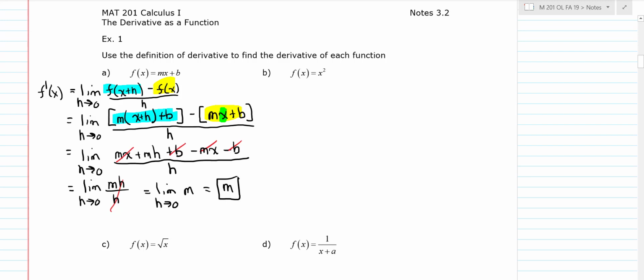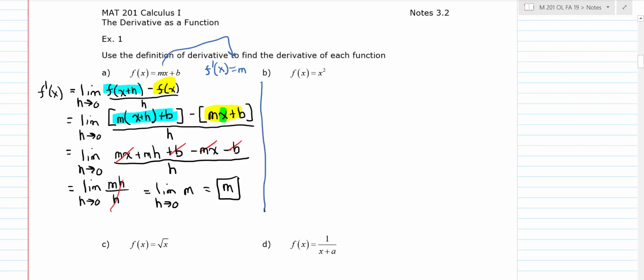Anytime you have the limit of a constant, it's just that constant. I like to show this example because hopefully it'll make sense to you. The idea is, well, what is the slope of this line? That slope is m. I hope that makes sense to you. The slope of the tangent line will always be the same as the slope of the line on this particular problem. So that's how that works out. That's a good illustration to show students. So we expect that derivative to be m.